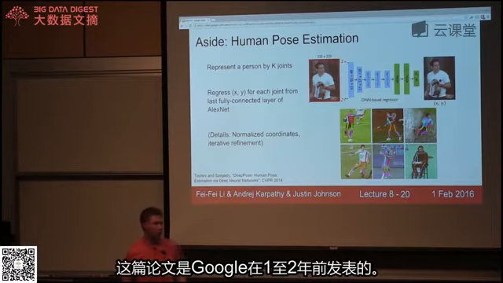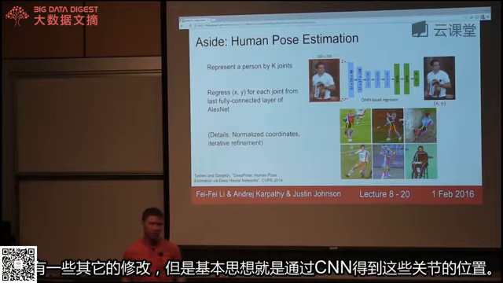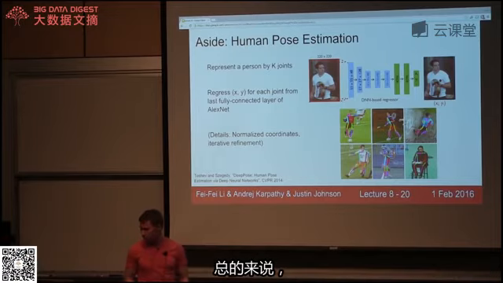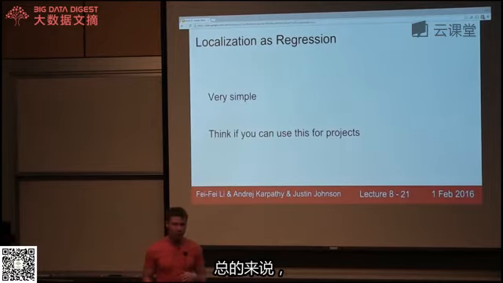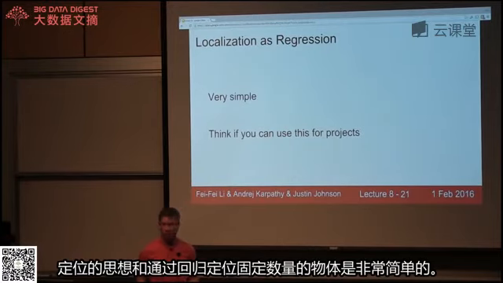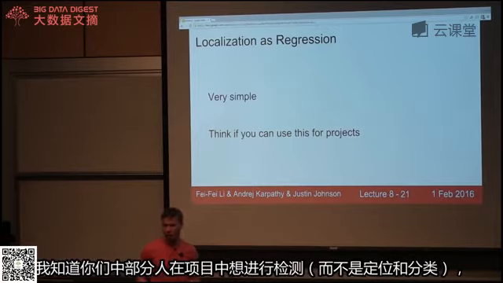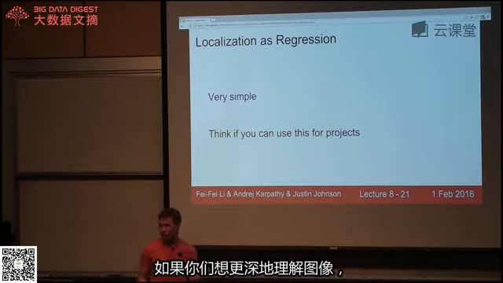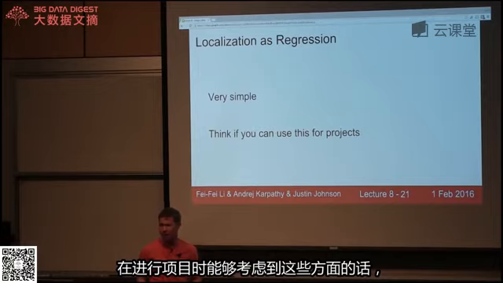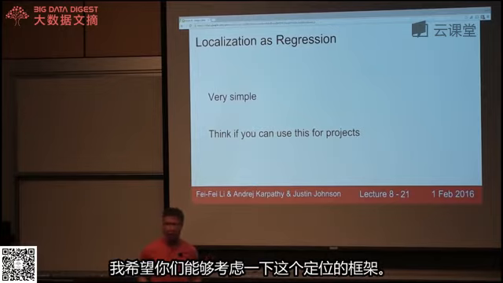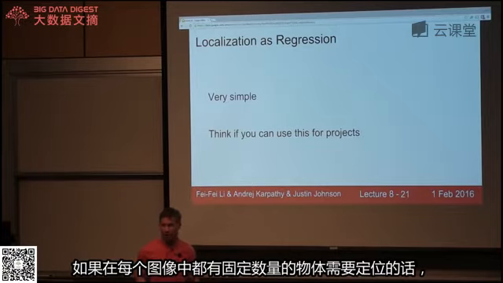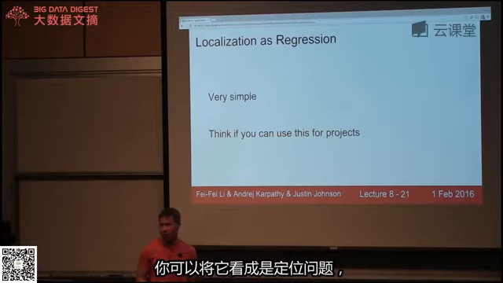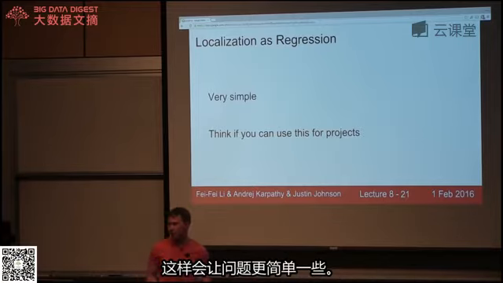There's a paper from Google from a year or two ago that does this sort of approach. They had a couple of other bells and whistles, but the basic idea was just using a CNN to regress to these joint positions. So overall, treating localization as regression for a fixed number of objects is really, really simple. I know some of you on your projects have been thinking that you want to run detection because you want to understand or find parts inside the image. If you're thinking of a project along those lines, I'd really encourage you to think about this localization framework instead. If there's a fixed number of objects that you know you want to localize in every image, you should try to frame it as a localization problem, because that tends to be a lot easier to set up.